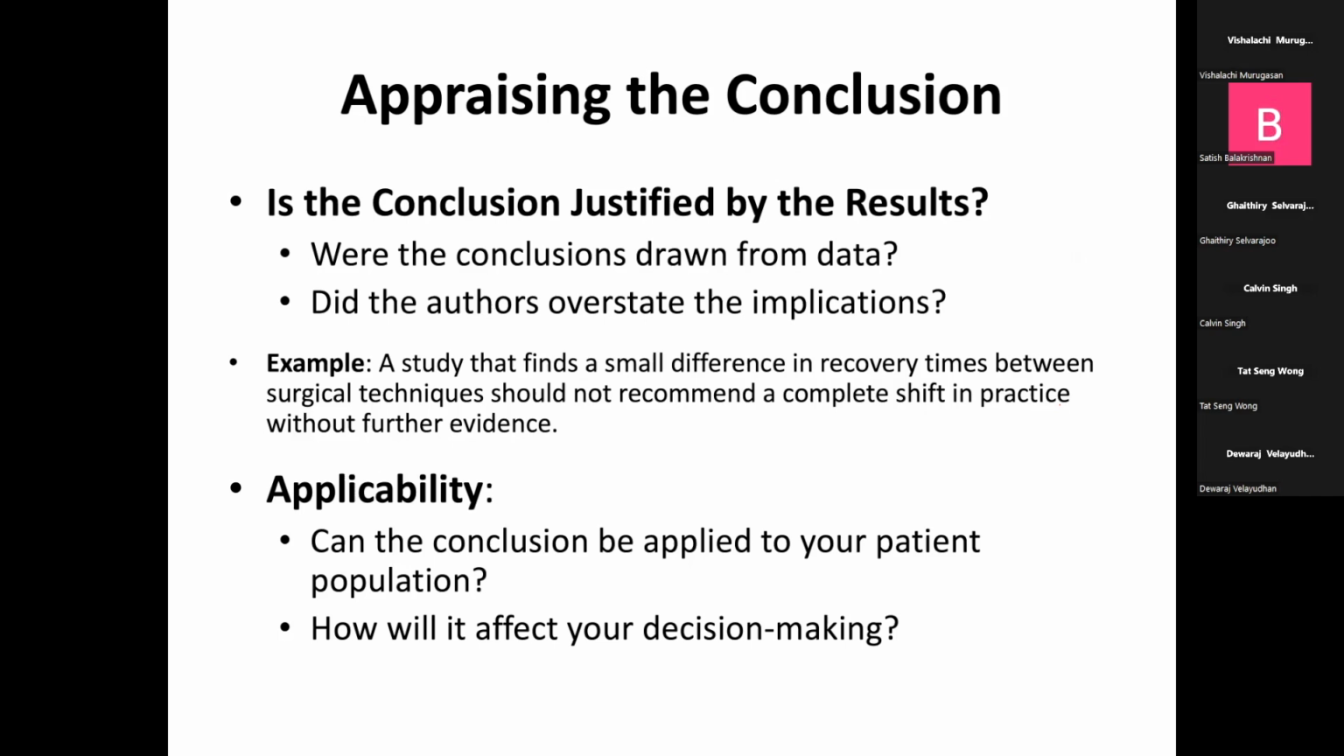Similarly, more often than wrong conclusions, frequently authors attempt to overstate the implications of the study. They would have found a small p-value of 0.05 for a small thing, and they'd say this makes a big difference in the whole way we practice surgery and medicine. So be very careful. The authors can frequently overstate the implications of a small difference, right? So these are the kind of things you must pay attention to.